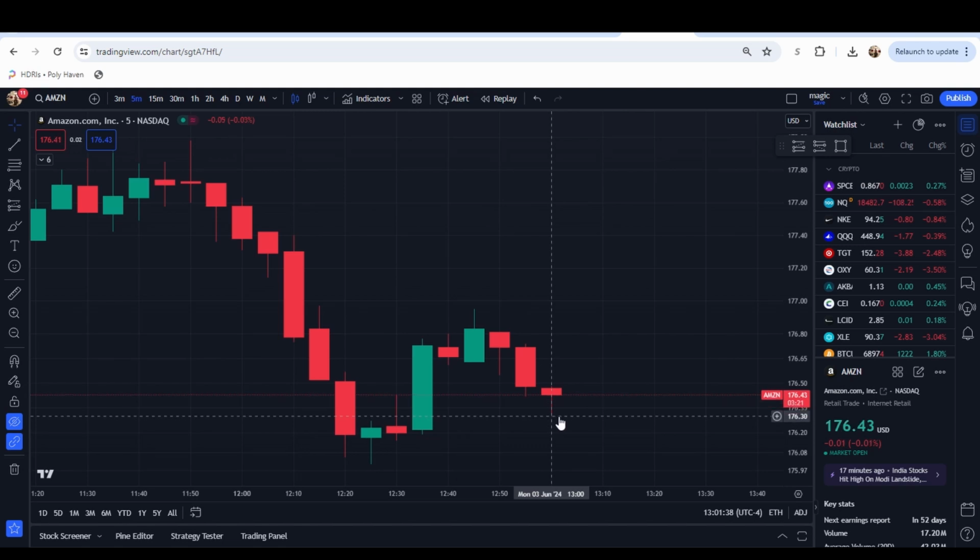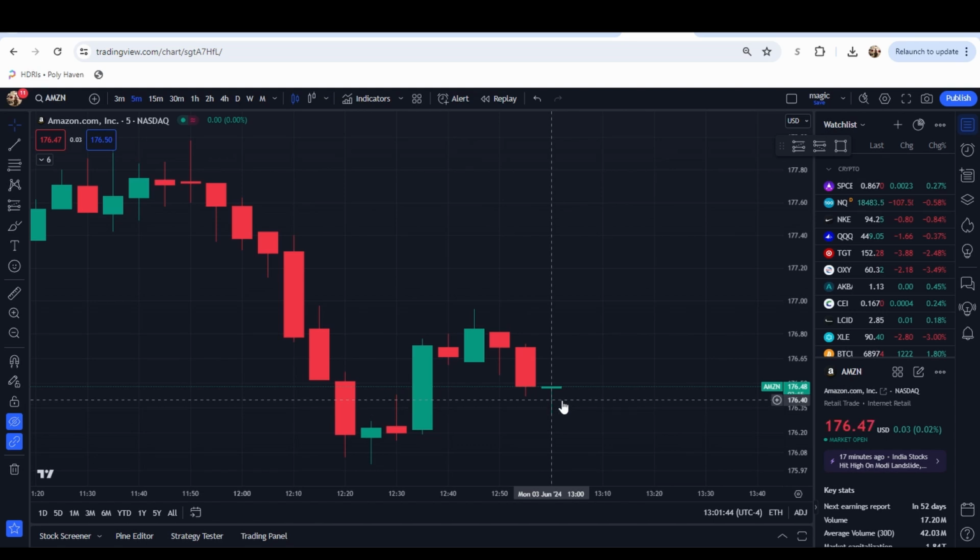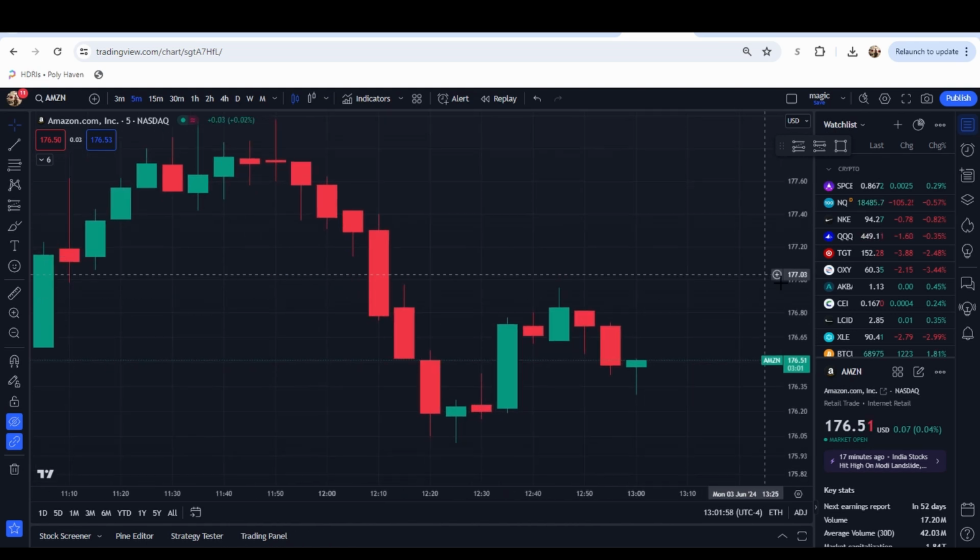We have this wick, meaning that the sellers sold all the way down to 176.30. The buyers are now, as you can see, literally stepping back in and trying to push this candlestick up, right? So basically, it's just a tug of war between buyers and sellers. That's what these candlesticks are. This is what price action is, right? It's very simple to understand. It looks the same on every chart. Every chart has this, right?